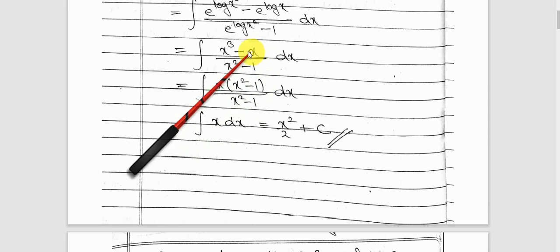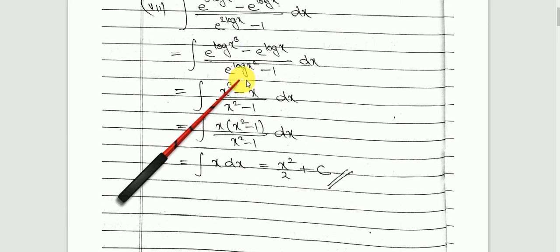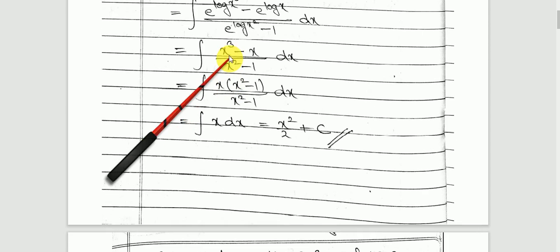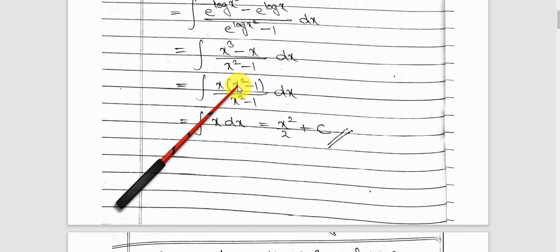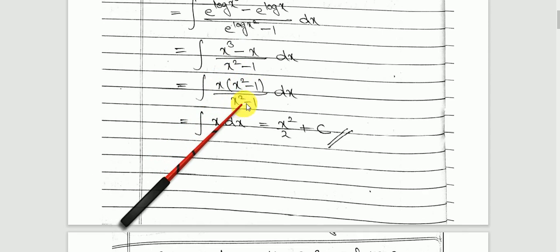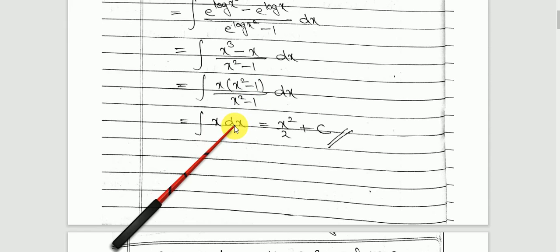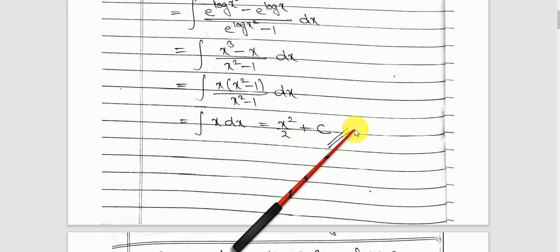Now you can see though you have simplified to some extent, but still you don't have any direct formula for this. So you simplify further. Try to write in terms whose integration is known to you. In the numerator you can see that x can be taken out as common. Now in the numerator you have x square minus 1, in the denominator x square minus 1, so these two will get cancelled, and you are left with x. So integration of x, that means integration of x to the power 1, and you know how to integrate this. You have a formula for this, so you simply integrate and you will get your answer.